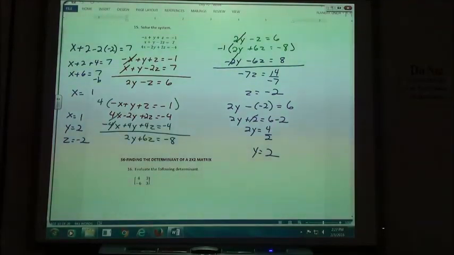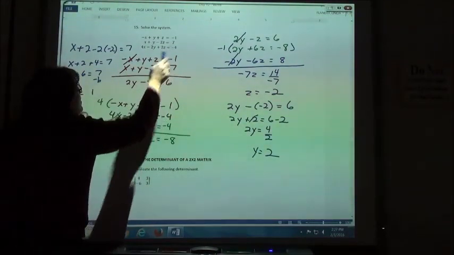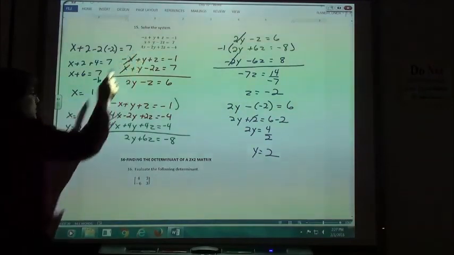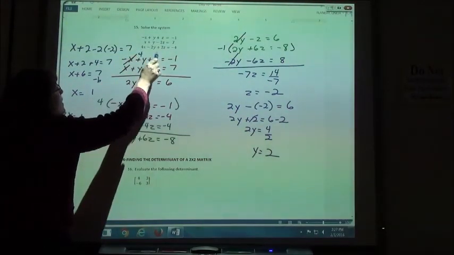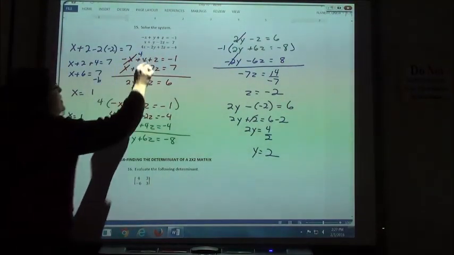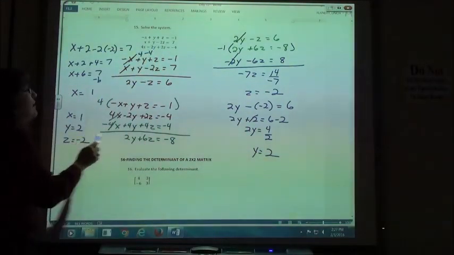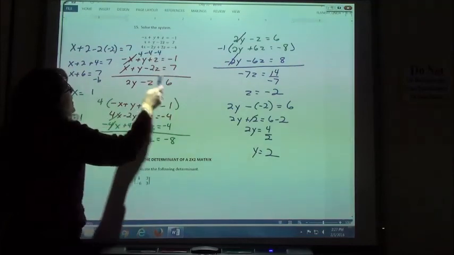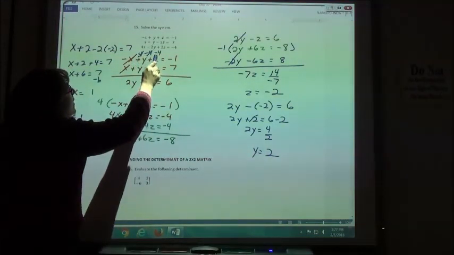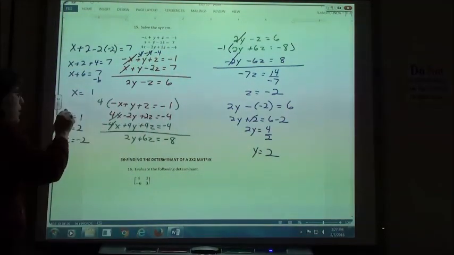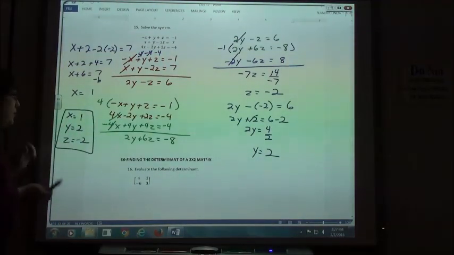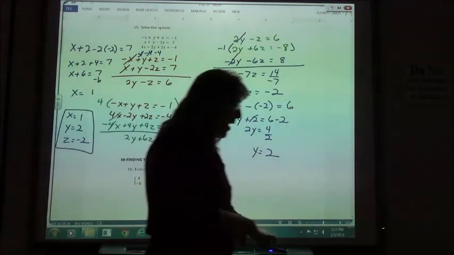Going to go back and check those, and I like to check it in the bottom one just for fun. So 4 times 1 is 4. Negative 2 times 2 is a minus 4. And 2 times negative 2 is a minus 4. And so 4 minus 4, that's 0. Negative 4 equals negative 4. Yep, it does. So I should have answers of 1, 2, and negative 2.